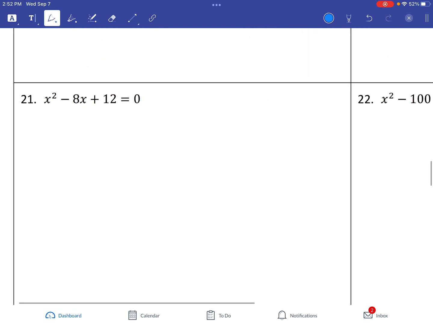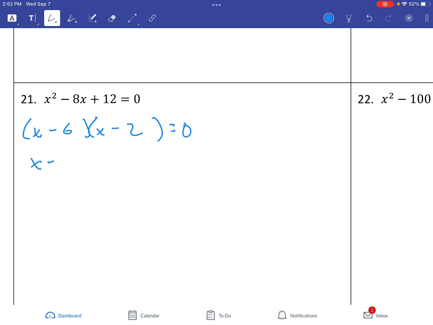All right, 21. Two numbers that multiply to be 12 but add to be -8 would be -6 and -2. Set both of the factors equal to 0. And solve for x. And we're done.